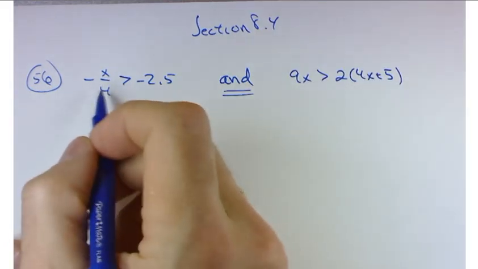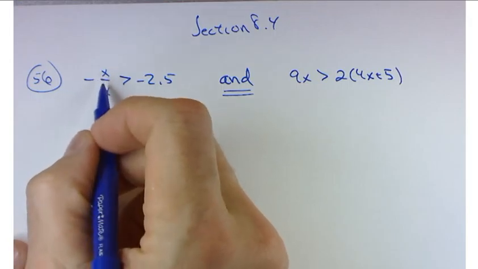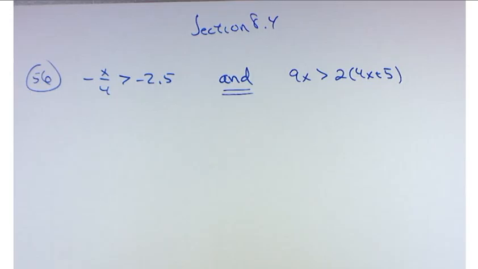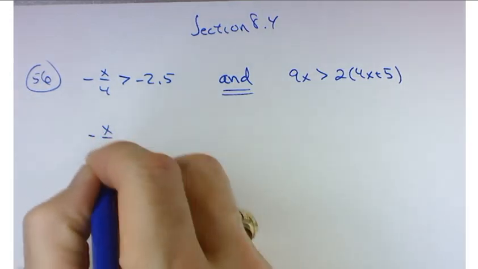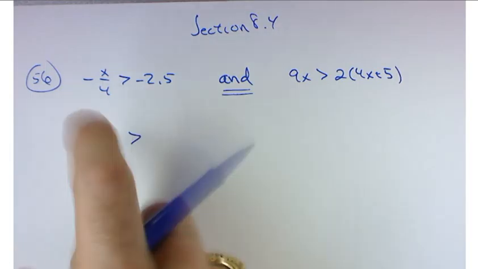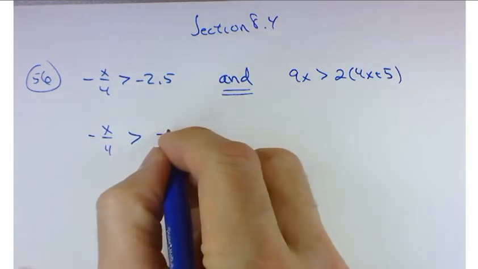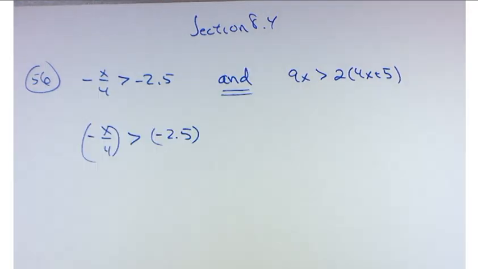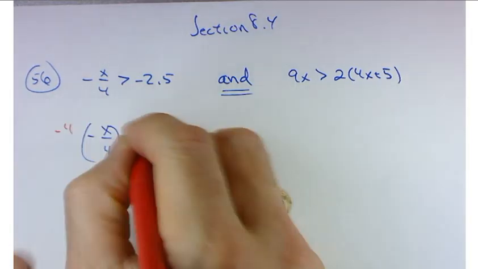Now to solve here, x is being divided by 4 and multiplied by that negative. So I'm going to try and take care of both of those things at once. To get rid of everything on the left-hand side except the x, I can multiply both sides by negative 4. So let's do that. Multiply by negative 4 here and negative 4 here.